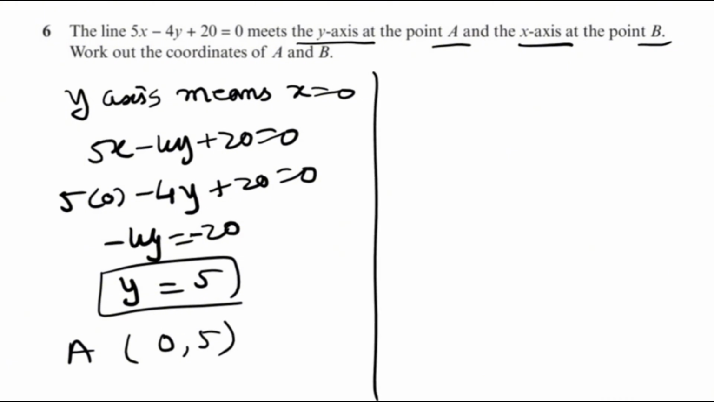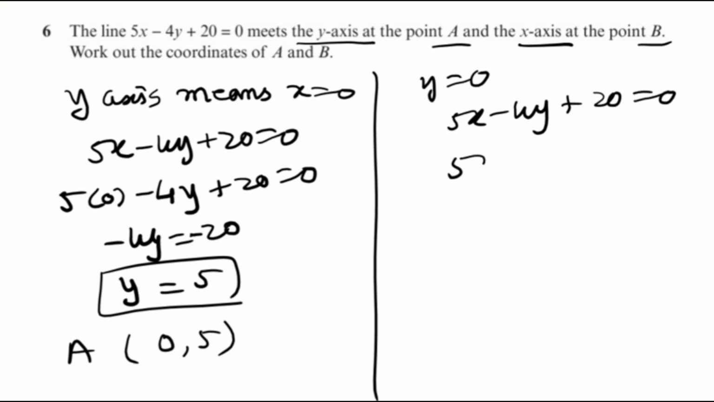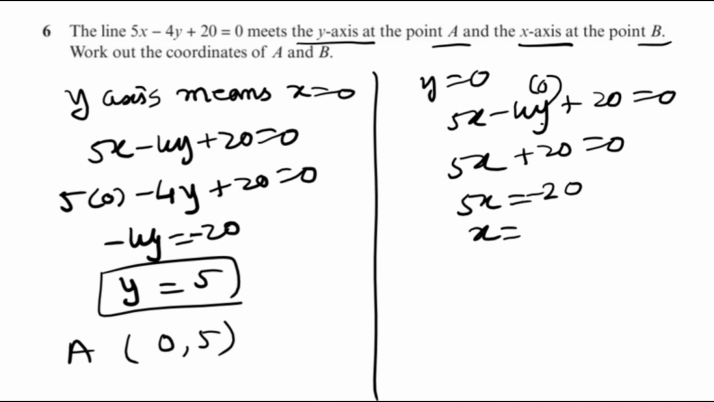Same, when this line meets the x-axis at point B, that means my y coordinate is 0. So 5x minus 4y plus 20 is equal to 0. 5x plus 20 is equal to 0, because I am substituting 0 here, so the whole term becomes 0. 5x is equal to minus 20, so x will become minus 4. So my coordinate of B is minus 4, 0. So this is the coordinate of A and B.